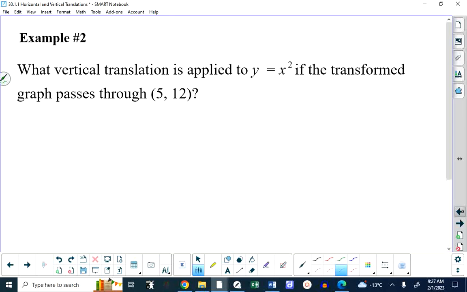First of all, forget about everything you know about y equals x squared. I could come up with any function. I could say to you, what vertical translation is applied to this, which you don't even know what it looks like? What vertical translation is applied to that so it passes through 5, 12? I could say what vertical translation is applied to tan squared of x, whatever that means, and you don't know what it means yet, but it doesn't matter. You could still solve this problem.